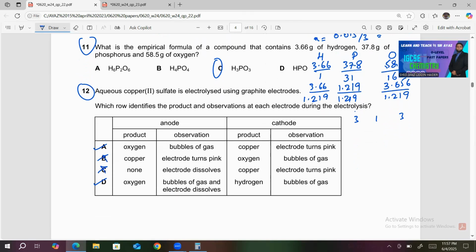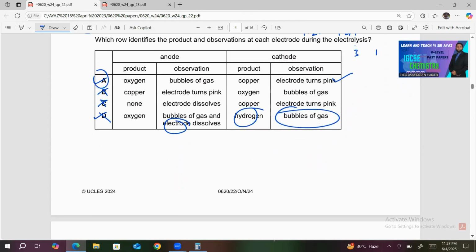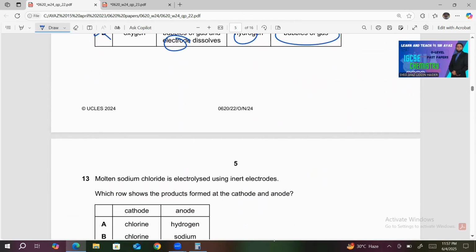What about the observation? At anode, observation bubbles of gas. That's correct. Cathode, the product is copper. This is correct. Observation, electrode turns pink. This looks correct to me. For your convenience, I'm checking the last choice. We have oxygen, bubbles of gas, and electrode dissolves. This is incorrect. So no need to check the cathode. And cathode is also incorrect. So A must be the right answer in this case. All the other choices are incorrect.